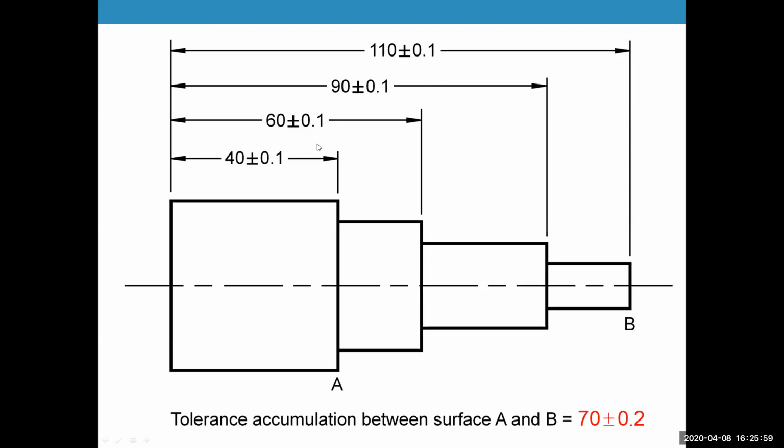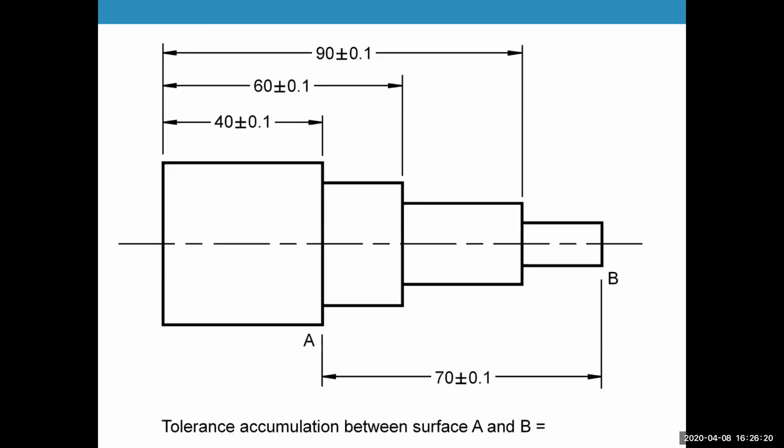Anyway, we're still adding the tolerance together, even though we're subtracting the 40 from the 110, because this can vary plus or minus 0.1, and this can vary plus or minus 0.1. So if they vary in opposite directions, high or low, it's either going to be plus 0.2 or minus 0.2.